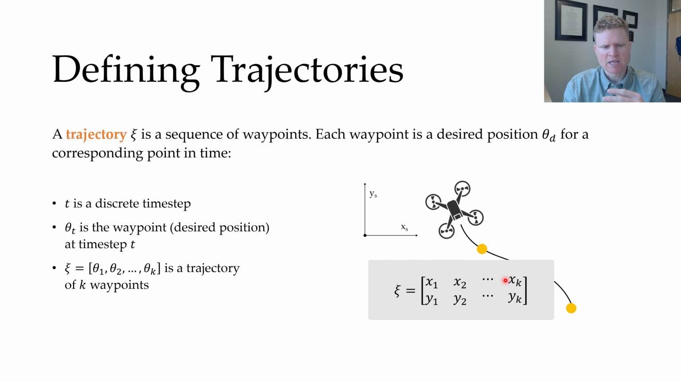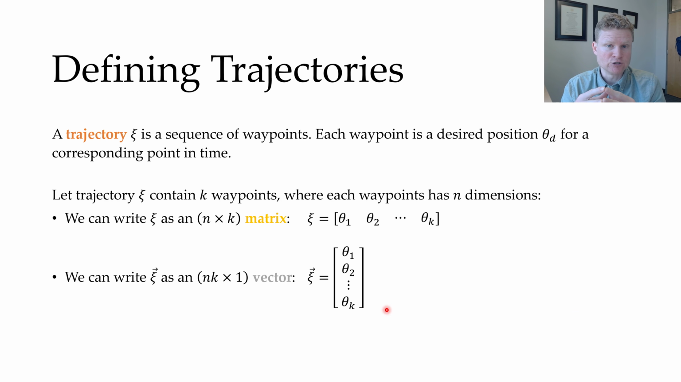And so a trajectory, if you've got K waypoints, you can think about that xi as just a sequence of theta 1 through theta K. And here's what that might look like over here on the right for my specific example. Again, I'm just putting each of these different waypoints in a sequence and making this overall matrix xi. Now, there are a couple ways you might want to write your trajectory, and it's going to depend on the problem that we're trying to solve. The most common way you want to write it is as a matrix.